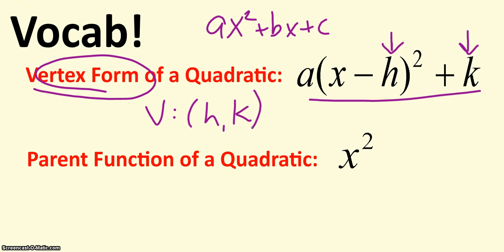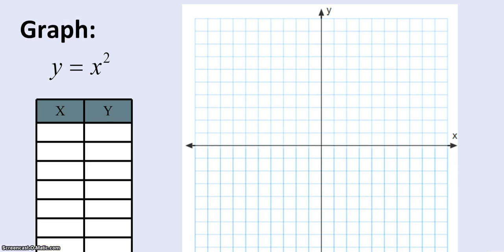Now the parent function is x squared. Basically, every quadratic is derived from x squared. How does it change from x squared? Does it go up, down, left, right, flip upside down? What's happening to this quadratic? So in order to see what the parent graph looks like, we need to get out our calculator.